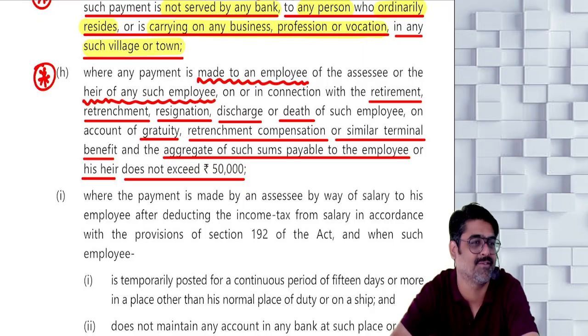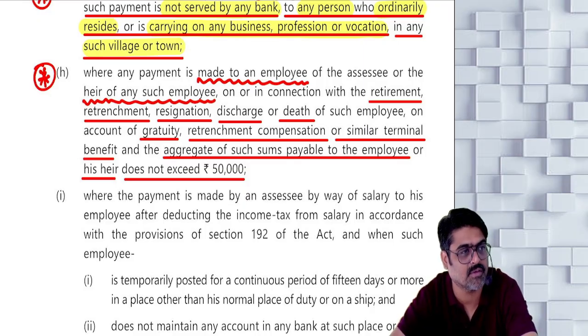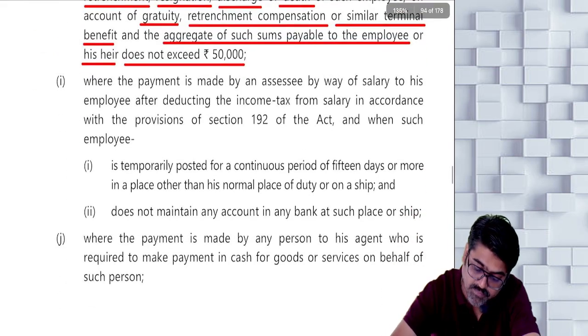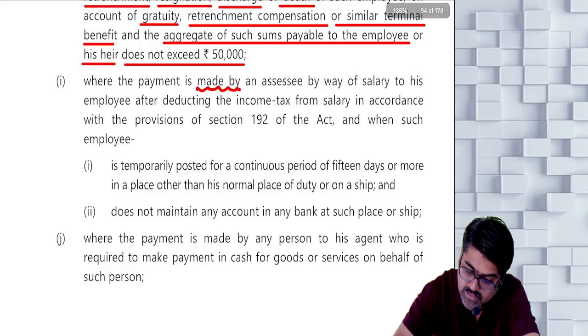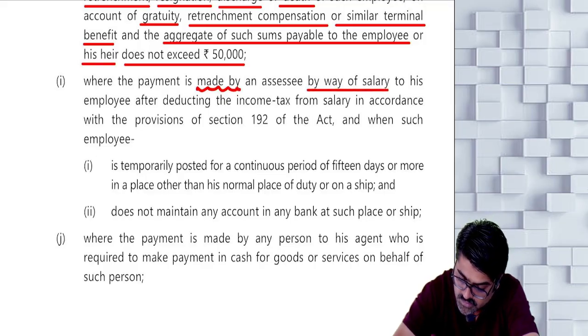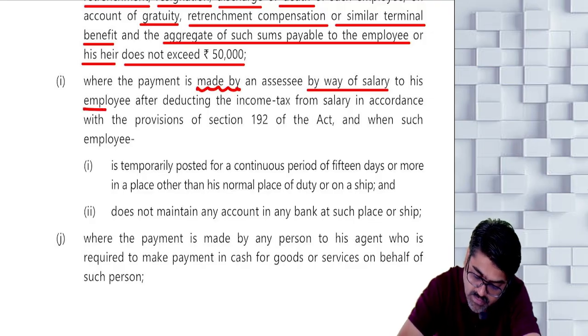So now we have three limits. 10,000 for all business expenses, 35,000 for transport and freight charges, and 50,000 for retirement payments. Yes or no? So for retirement payments, the limit is 50,000, up to 50,000 any modes. It will be allowed as a deduction. But if the payment is more than 50,000, then it has to be prescribed modes. Understanding?